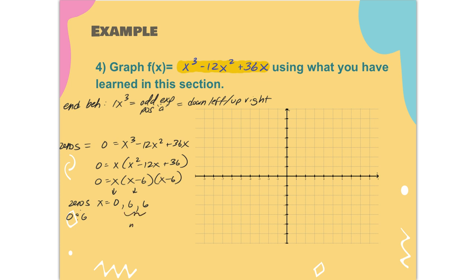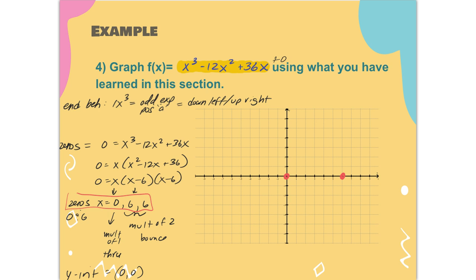But here I have a multiplicity of 2, which means I'm going to bounce. And here I have a multiplicity of 1, which means I'm going to go through that point. And lastly, my y-intercept: it's always the constant, and since I don't see a constant, I know it's 0. So I'm going to take all this information now and put it on the graph. Again, my real zeros are my x-intercepts, so 0 and positive 6. My y-intercept is (0, 0), so it's already there.